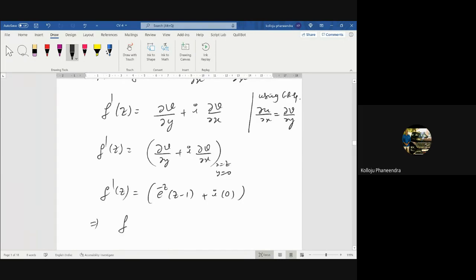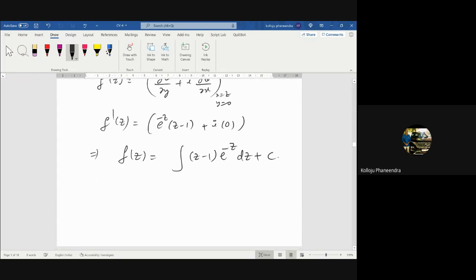This implies f(z) is what? Integral of (z minus 1) into e to the power of minus z dz plus c. So what is this?